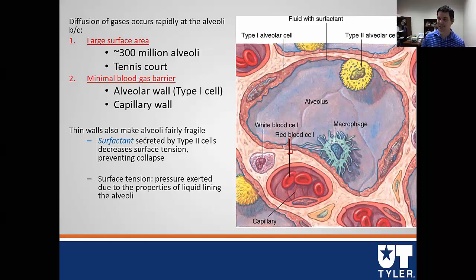So because of these tiny thin walls, alveoli are very fragile. In order to protect against that, we have a surfactant that's released by type 2 alveolar cells. This reduces surface tension and prevents collapse of the alveoli and allows gas exchange to continue to happen. If you didn't have this surfactant, alveoli would collapse on themselves and would not be able to have any type of gas exchange.